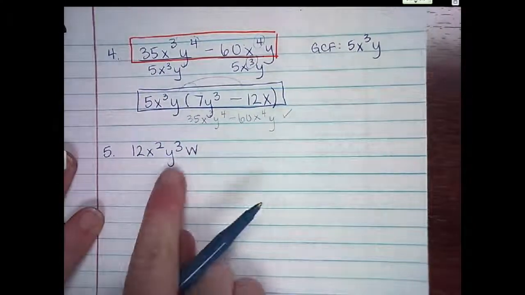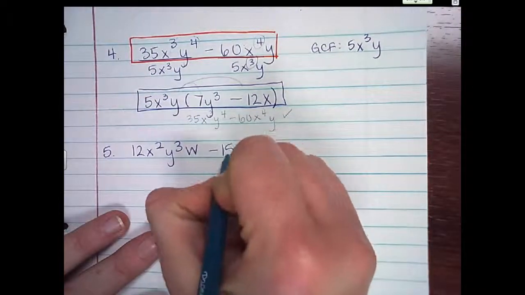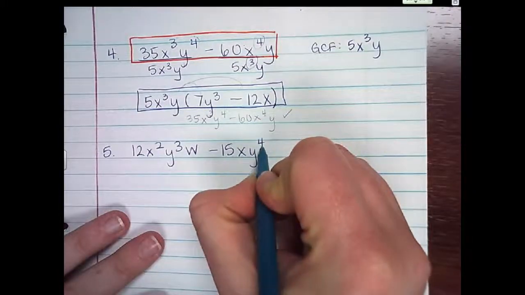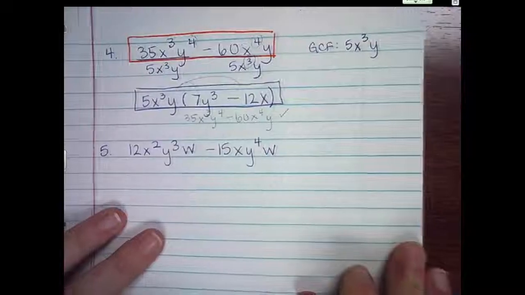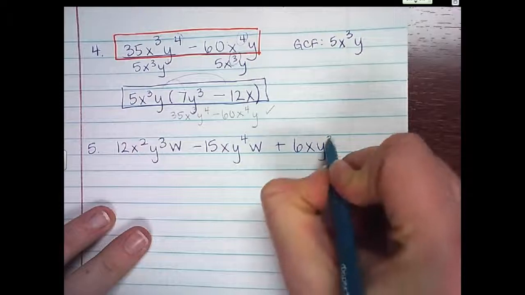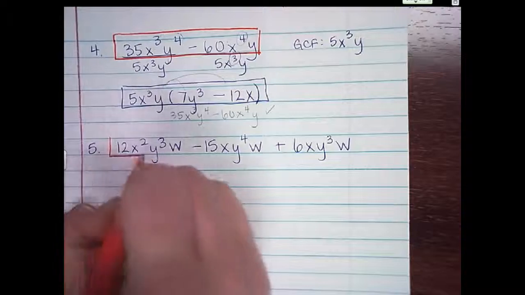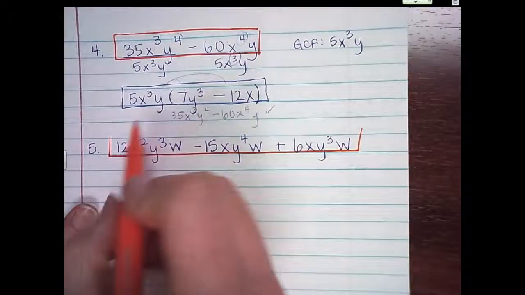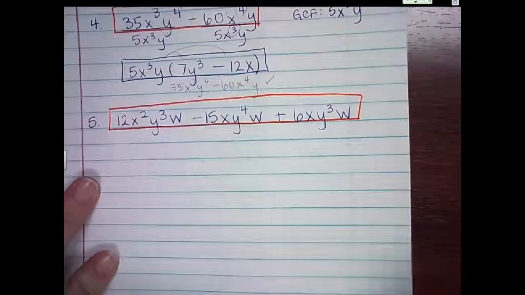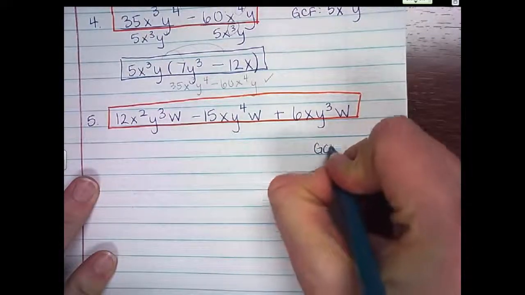12x squared y cubed w minus 15x y to the fourth w plus 6x y to the third w. Okay, so I know it looks long, but let's just start with our GCF.